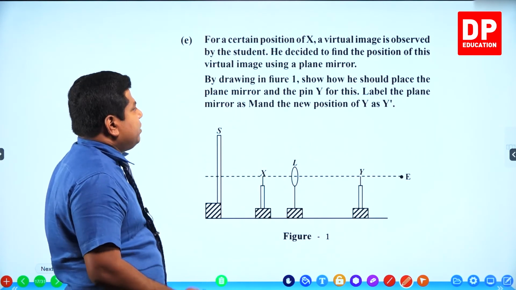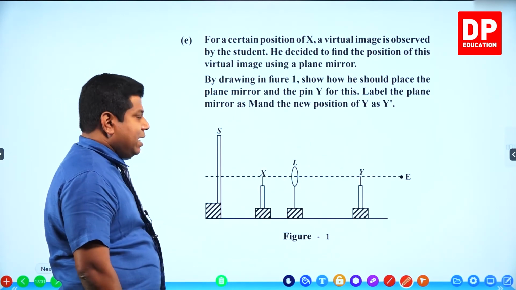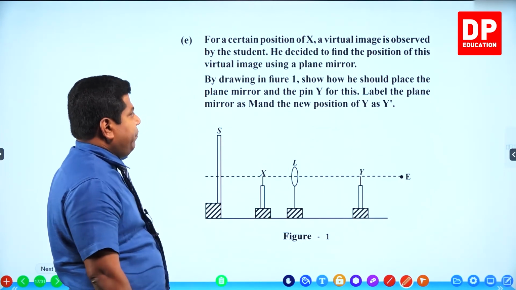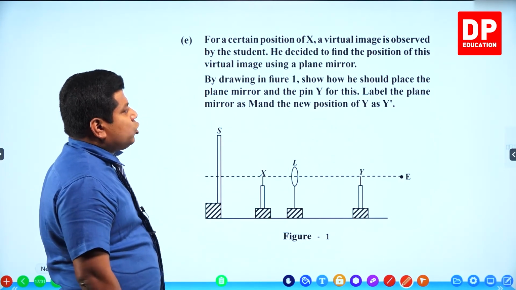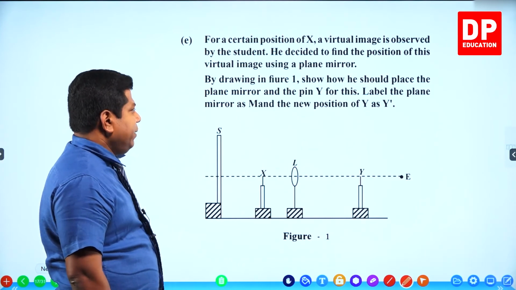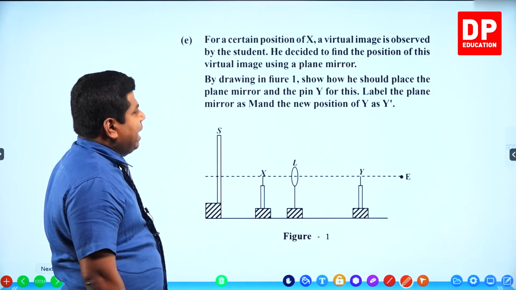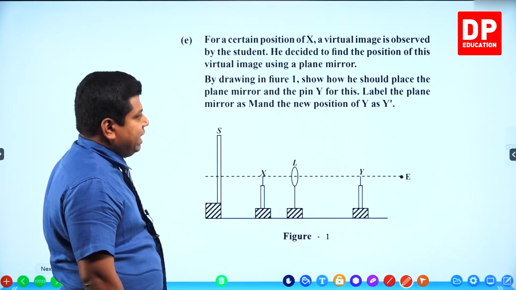He decided to find the position of this virtual image using a plane mirror. He is using a mirror to find it. I'll show you how to use a mirror. By drawing in figure 1, show how he should place the plane mirror and the pin Y for this. Label the plane mirror as M and the new position of Y as Y dash.